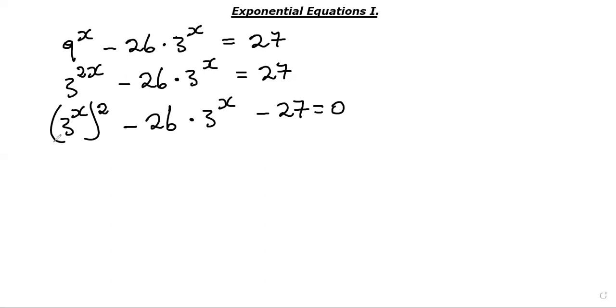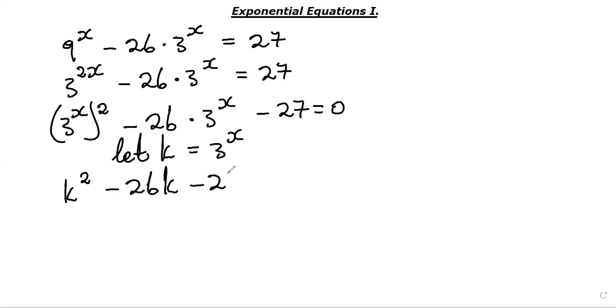So in order for us to simplify it, we are going to use what we call the K substitution method. So what do I mean by that? We let K be 3 to the x. In other words, every time you see 3 to the x, you see K. So you'll have K squared minus 26K minus 27, and this is equal to 0. So you have simplified it to the familiar form of a quadratic equation.